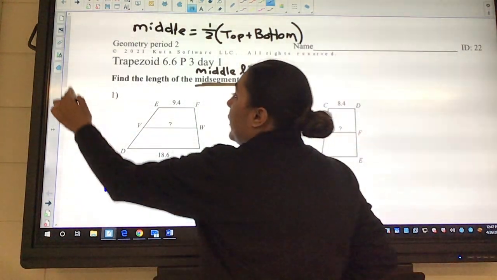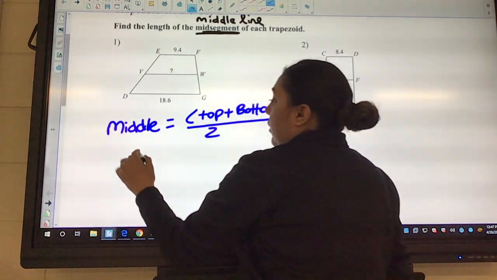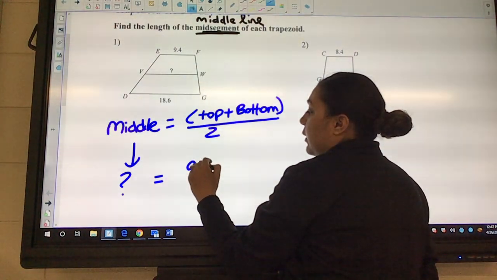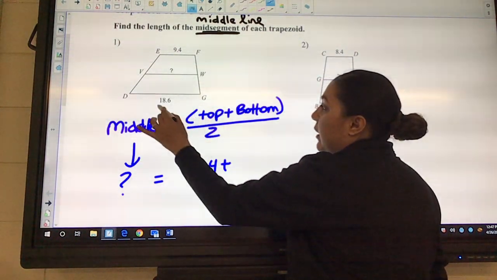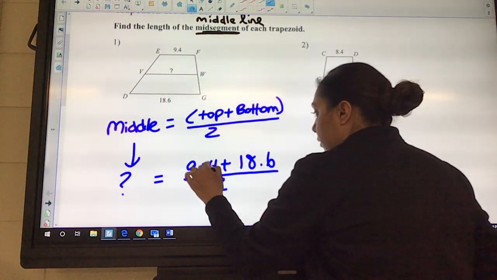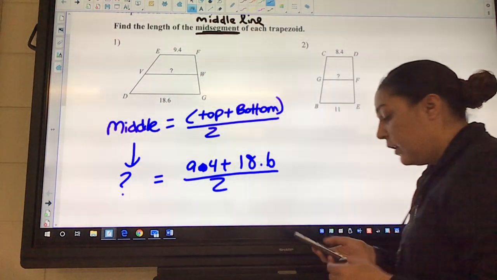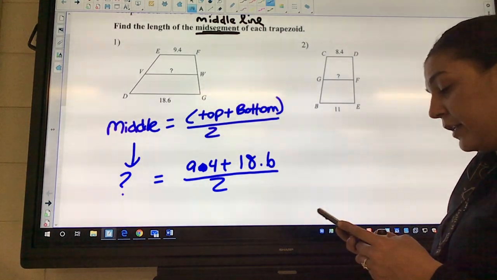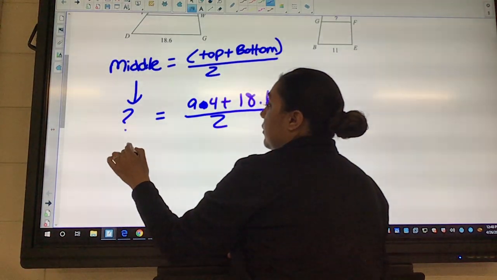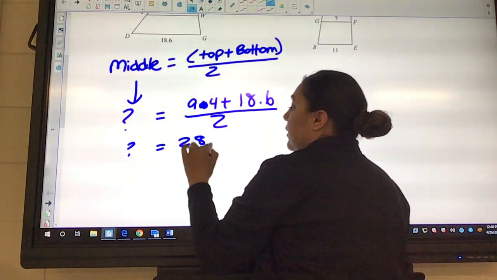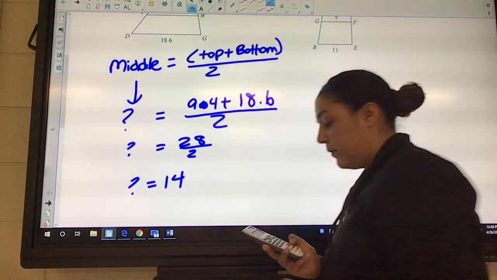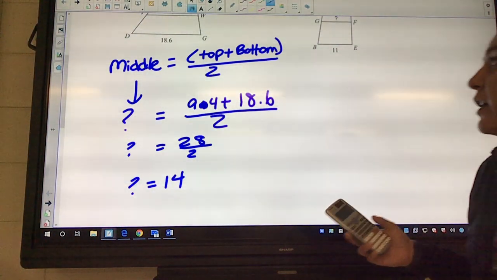We can look up here and know that we're looking for a middle, so that's going to be a question mark. Our top is 9.4 plus our bottom is 18.6. We're going to say divided by 2. Okay, so 9.4 plus 18.6 is 28. So you're really going to have 28 divided by 2, which is 14. So our middle segment is 14.